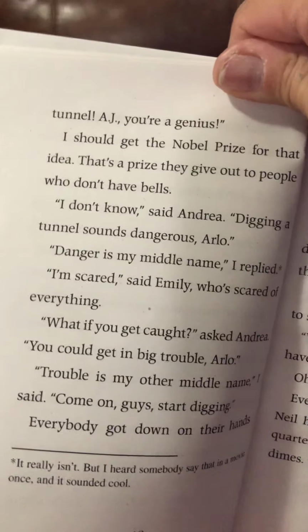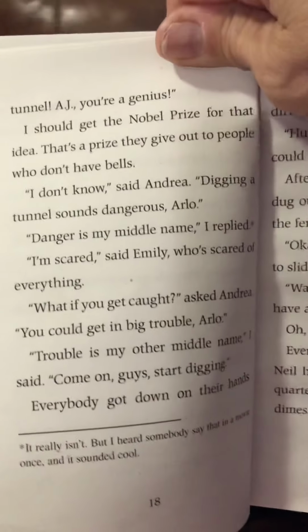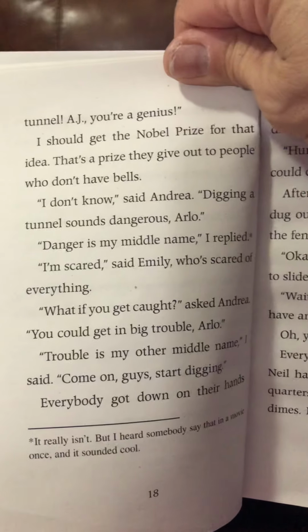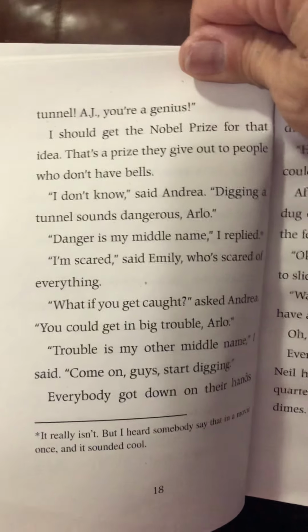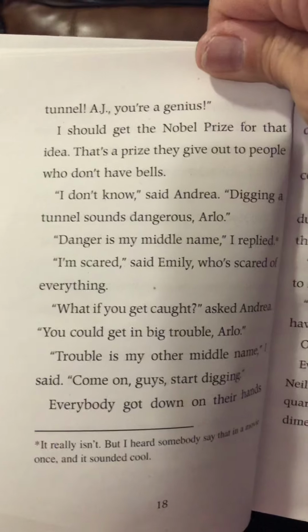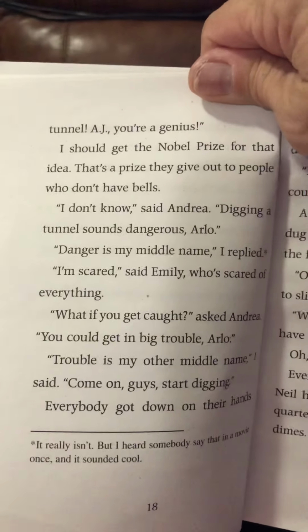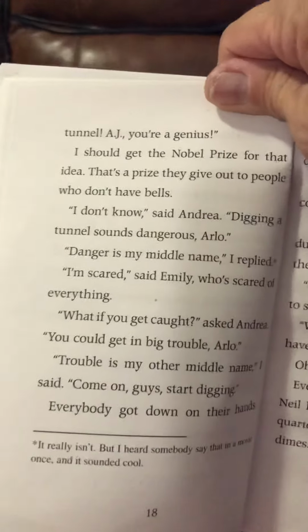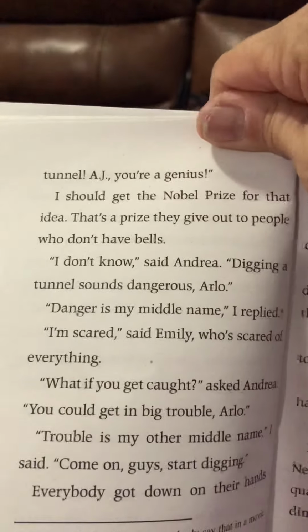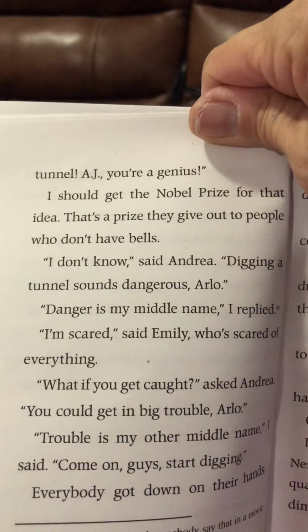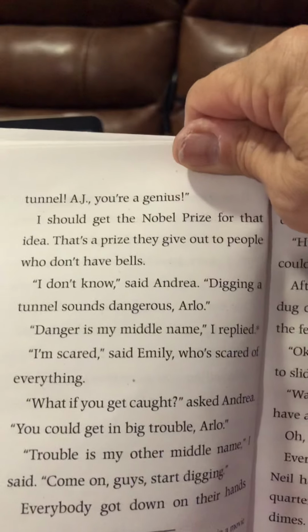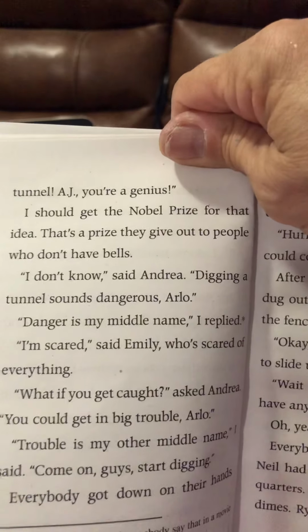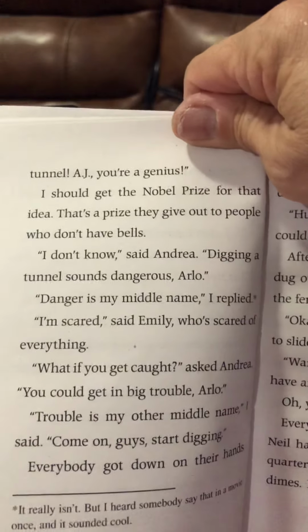I should get the Nobel Prize for that idea. That's a prize they give out to people who don't have bells. I don't know, said Andrea. Digging a tunnel sounds dangerous. Arlo. Remember, Andrea calls him Arlo, which is his first name, because she knows that he doesn't like it.